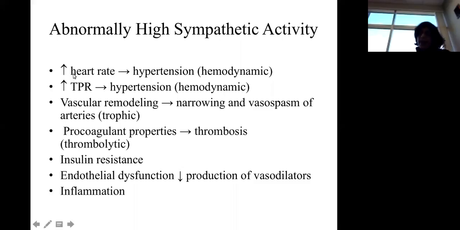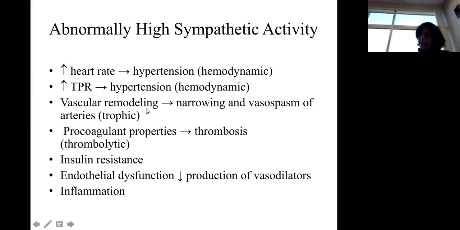If there is overactivity of the sympathetic system, it would increase heart rate. Increased heart rate, increased cardiac output, increased blood pressure. That's one equation. It also increases total peripheral resistance, TPR. That would increase blood pressure. The greater the resistance, the greater the blood pressure. We know this equation. So sympathetic activation could lead to vascular remodeling.